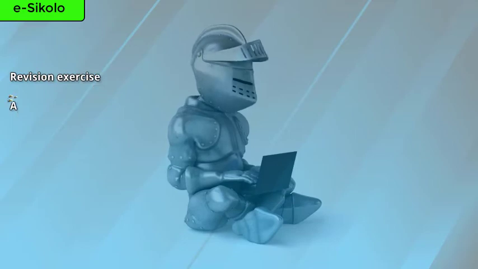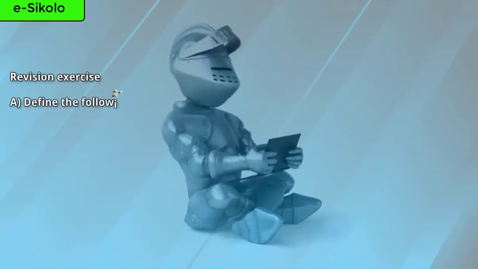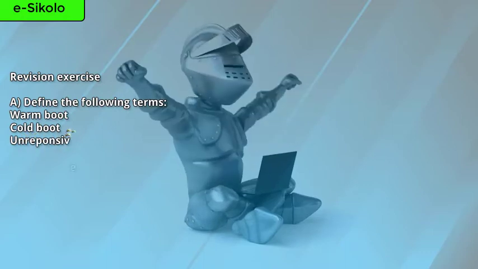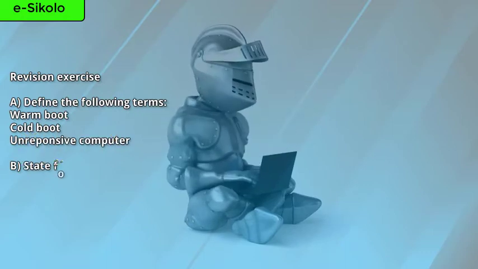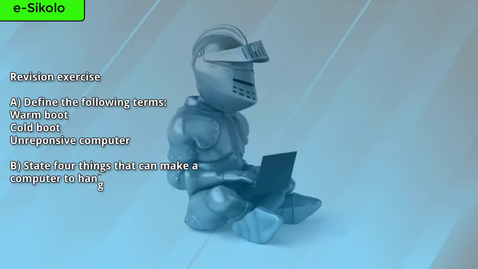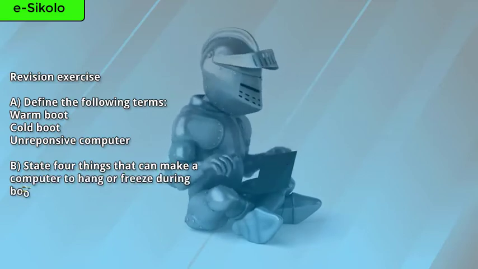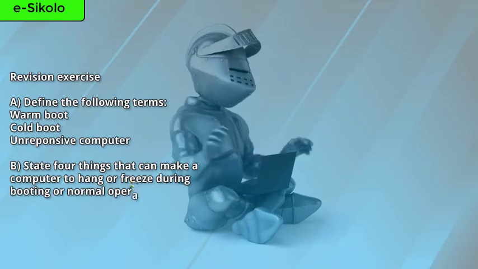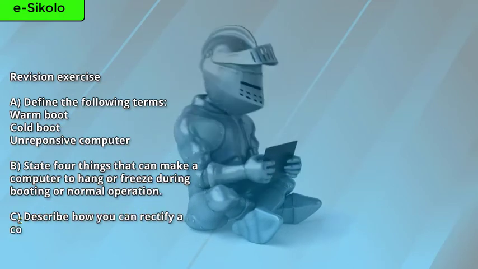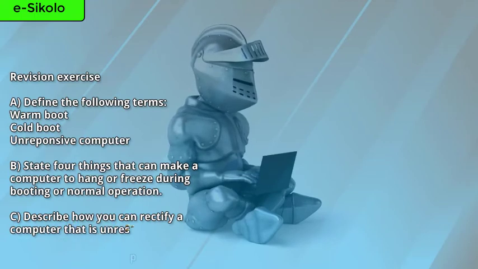Revision exercise. A. Define the following terms: warm boot, cold boot, and responsive computer. B. State four things that can make a computer hang or freeze during booting or normal operation. C. Describe how you can rectify a computer that is unresponsive.